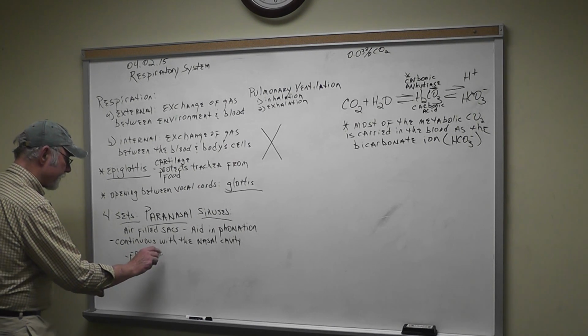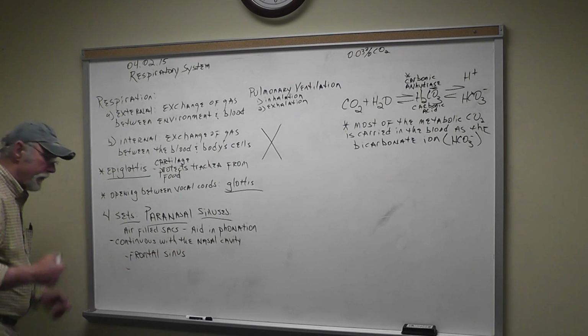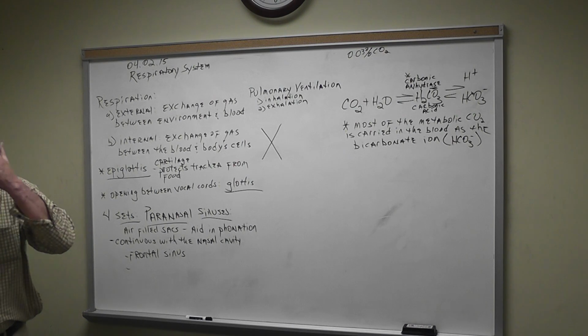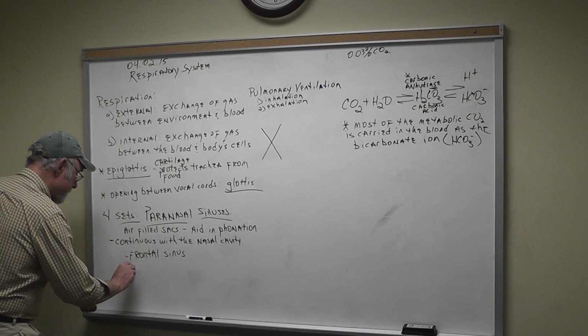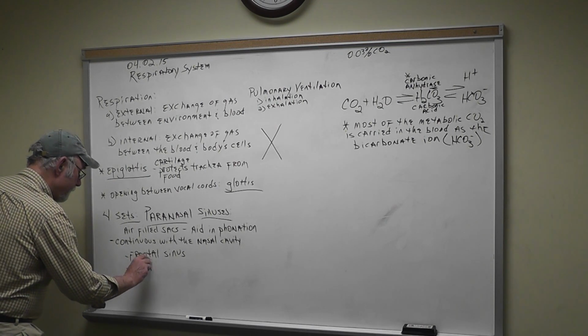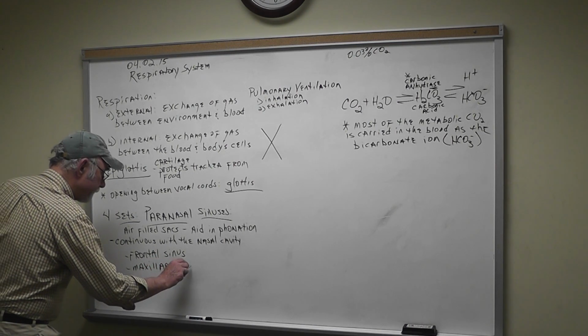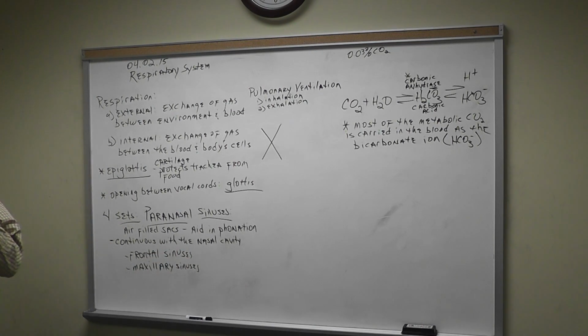These sinuses are these 4 sets: frontal sinuses, and those are here, up above your eyes. And you'll see then there's the maxillary sinuses. Guess I should put plural. And those are here right below your cheekbone, the top of your cheekbones there.